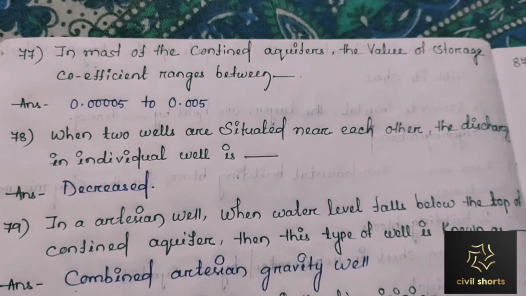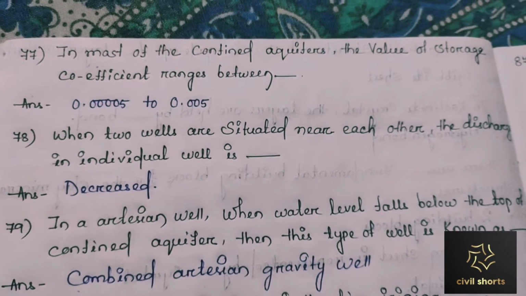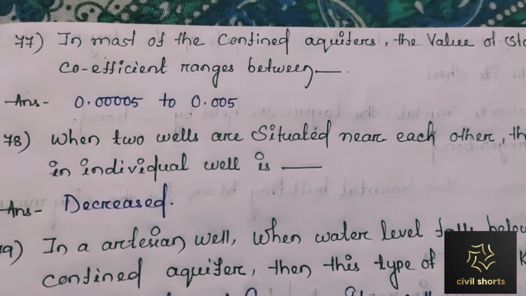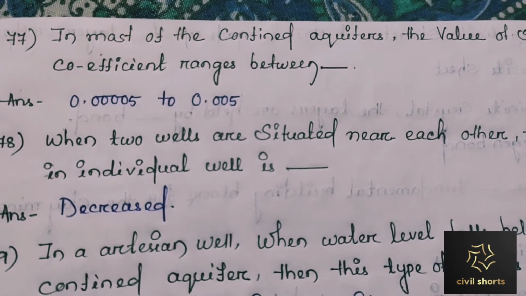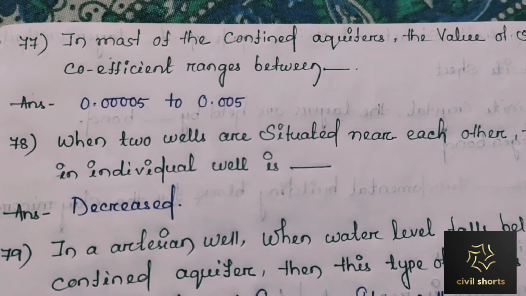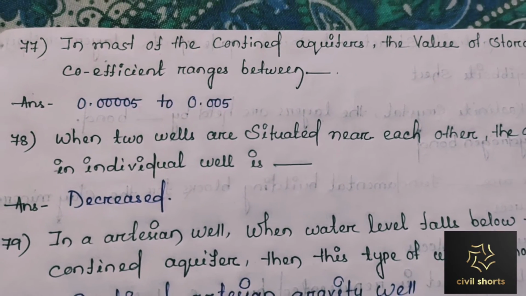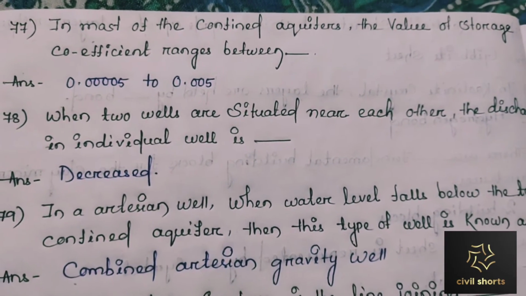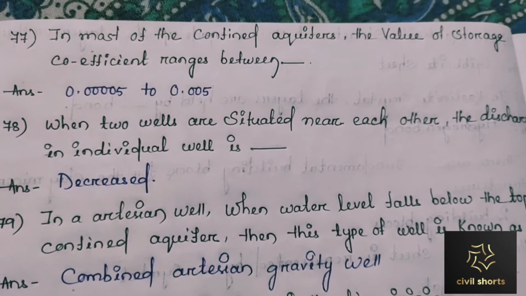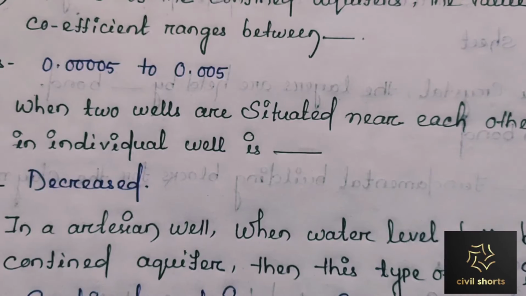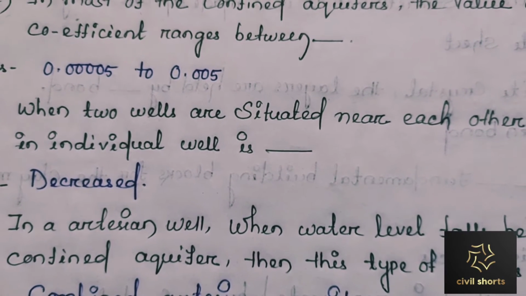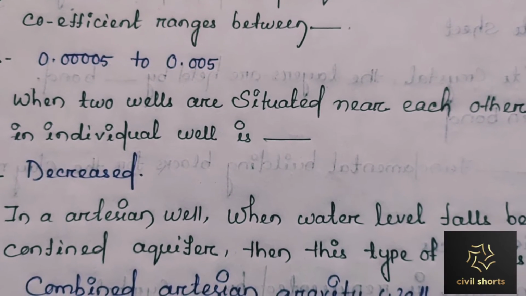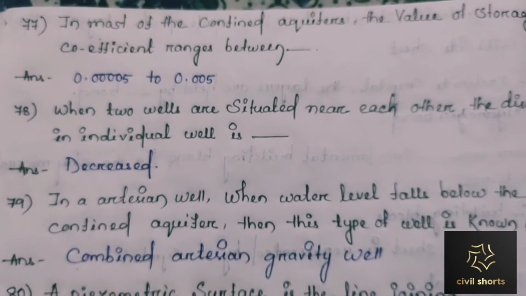Then question number 77. In most of the confined aquifers, the value of storage coefficient ranges between, the answer is 0.000005 to 0.005. Then the next question. When two wells are situated near each other, the discharge in individual well is dash. The answer is decreased, because their drawdown curves intersect with each other, so the discharge in individual well is decreased.